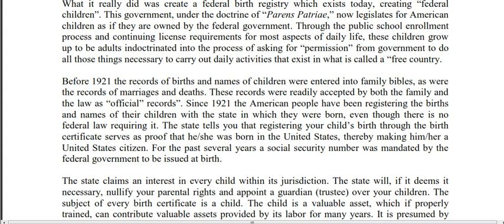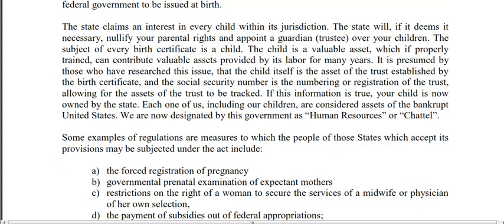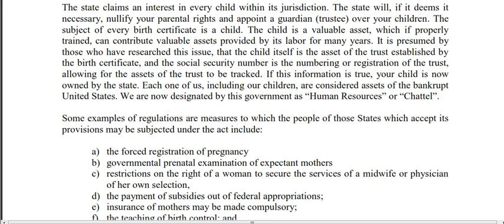For the past several years, a Social Security number was mandated by the federal government to be issued at birth. The state claims an interest in every child within its jurisdiction. The state will, if it deems it necessary, nullify your parental rights and appoint a guardian or trustee over your children. The subject of every birth certificate is a child.